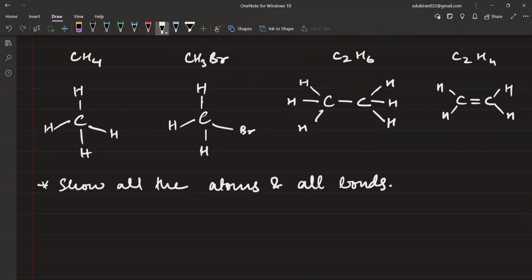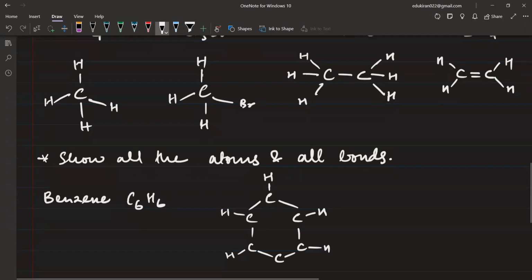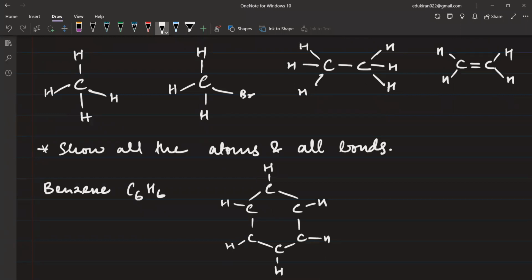There is one thing which is known as benzene. Benzene का formula होता है C6H6. Its structure is like this: carbon attached to 6 carbon atoms like this. Each of these carbon atoms is having a hydrogen. And there are alternate double bonds in the carbon atoms.